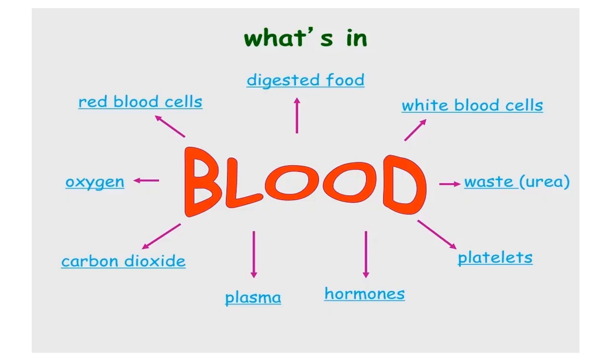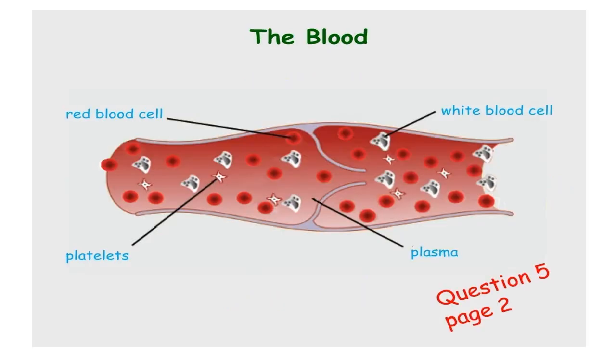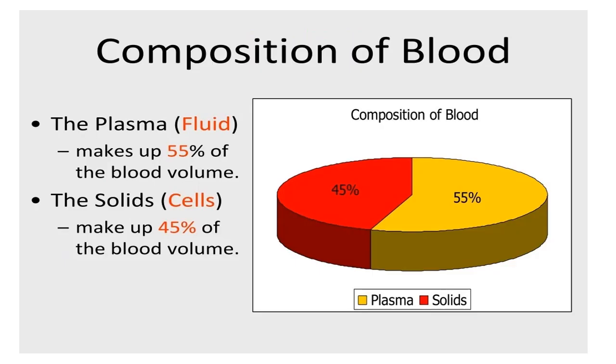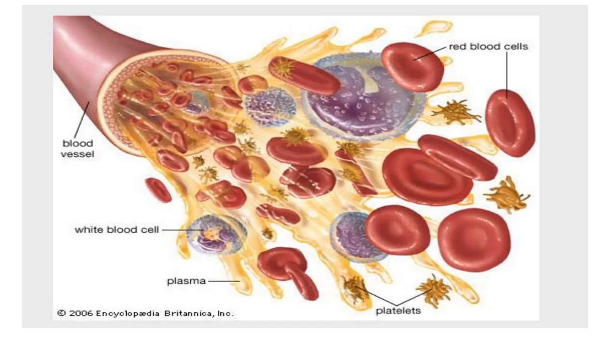So what is the main function of blood? It helps in digesting food, and it carries white blood cells, it excretes waste products like urea, and it has platelets, hormones, plasma, carbon dioxide, oxygen and red blood cells. The blood consists of RBC, WBC, platelets and plasma. And in the composition of blood, 55% of blood volume is plasma, and 45% of blood volume is cells.